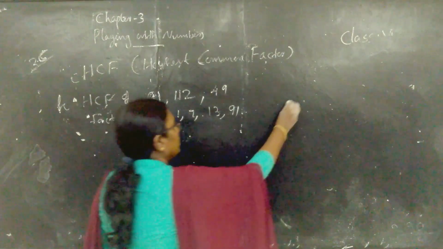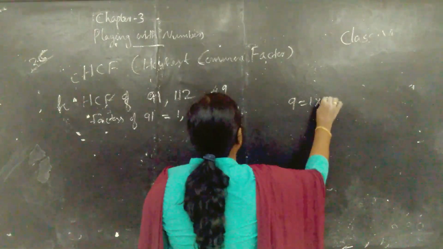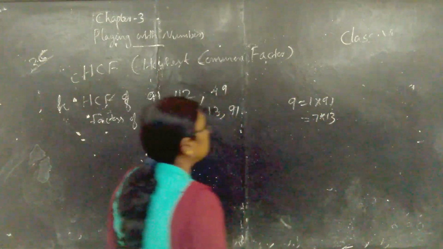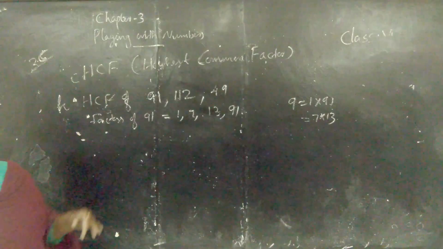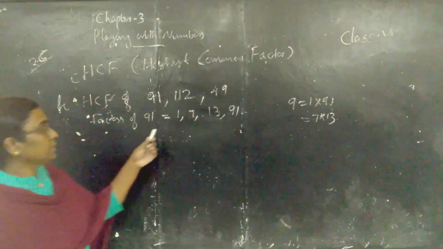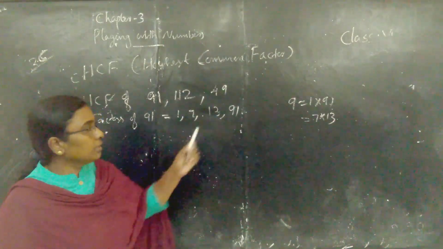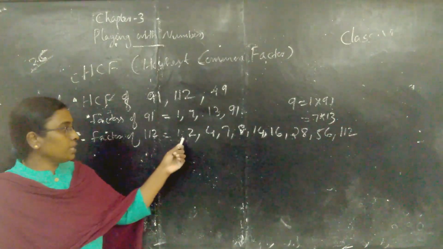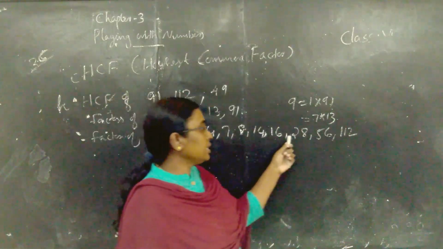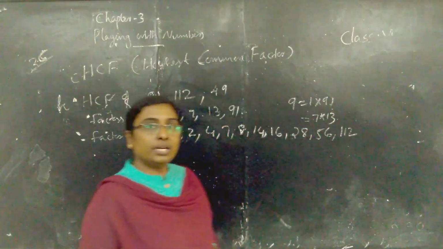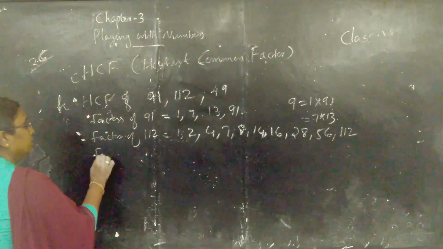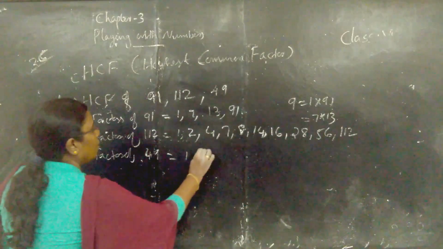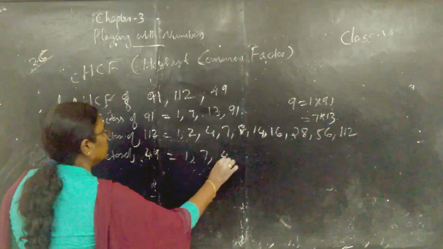91 equals 7 into 13, and no more factorization is possible. Therefore, the factors are 1, 7, 13 and 91. Then the factors of 112 are 1, 2, 4, 7, 8, 14, 16, 28, 56 and 112. The factors of 49 are 1, 7 and 49.